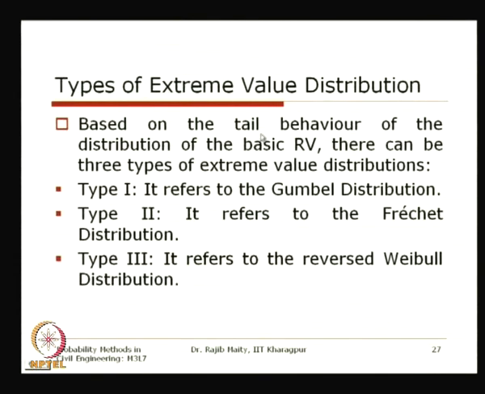Now, based on the tail behavior of the distribution of the basic random variable, there can be three types of extreme value distribution. Type 1 refers to the Gumbel distribution, which we will see in a minute. Type 2 refers to the Frechet distribution. Type 3 refers to the reverse Weibull distribution. We will discuss the Weibull distribution and see how it is related to the extreme value distribution. Maybe the Weibull distribution will be covered in the next lecture.